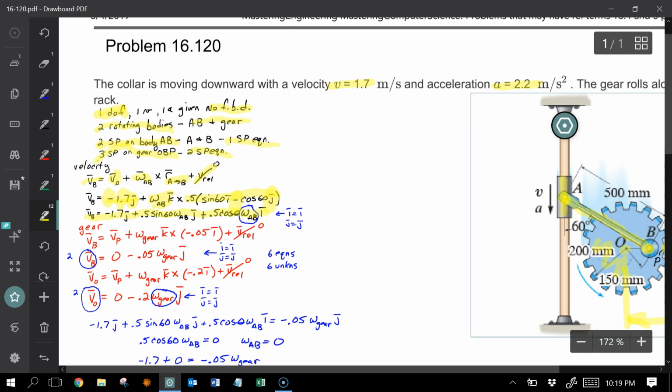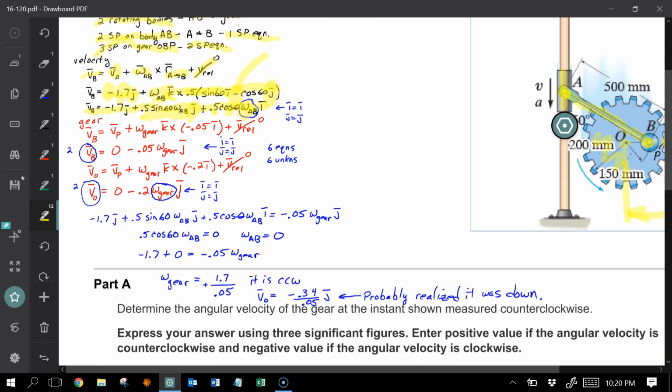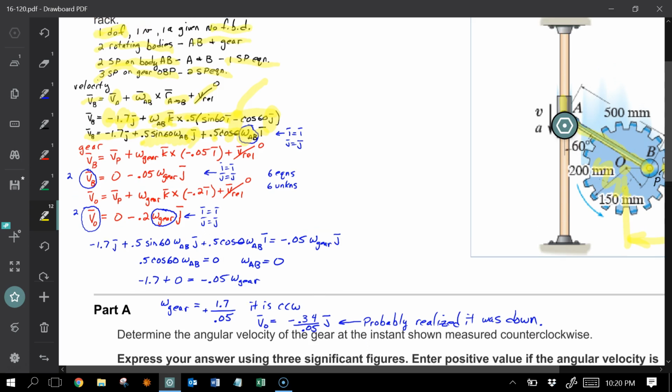Do the cross product. So k cross I gives me a j. So that's this term here, 0.5 sine 60 omega AB. K cross I is j, positive. And then I'm going to end up with a 0.5 cosine 60 omega AB. And then I have a k cross j. A k cross j is minus I, so minus with this minus gives me a positive. So I've got the equations here. And then I do the equations that I'm expecting for the gear. All right, so I'm going to do those in red. Velocity of B.